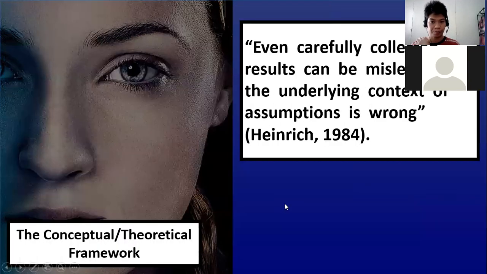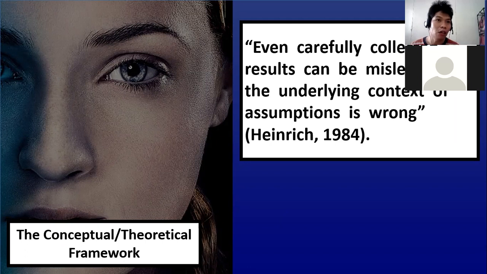All right. According to Heinrich, 1984, even carefully collected results can be misleading if the underlying context of assumptions is wrong. So when you conduct a research, it's very important that you have a hypothesis or you have assumptions. So based on that hypothesis or assumptions, you're going to test if they are true or not. Kung assumptions ng study ninyo or ng hypothesis ay totoo o hindi. So that's one of the purpose why you want to conduct a study in order to challenge them.